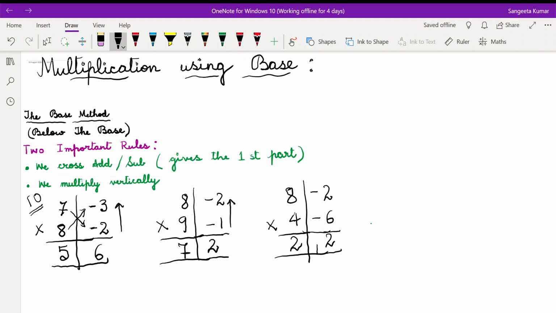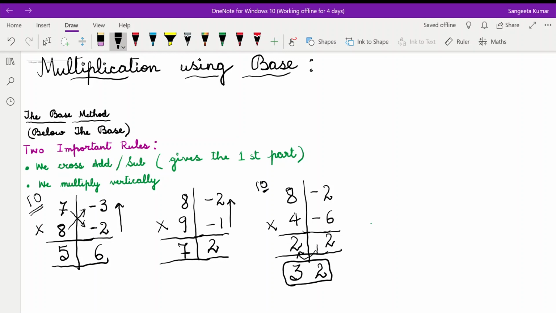Fine. Now here another important rule comes into play. This is called the placement rule. Here what we have to see: if our base is 10, which has a single zero, then in the second part of our answer we cannot have more than one digit. Since we are getting 12, only the single digit 2 we will write here, and this 1 will be carried to the next place. So this will become 2 plus 1, 3, and 2. So our answer is 8 into 4, 32.